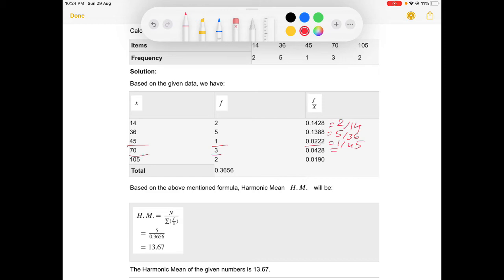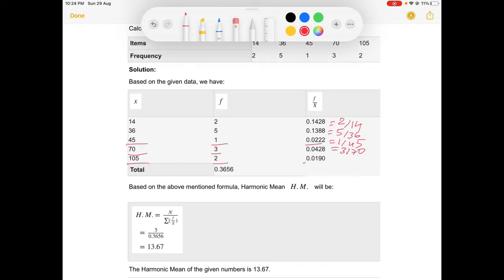We divide 3 by 70 to get 0.0428, and we divide lastly 2 by 105 to get 0.109. So this is 2 by 105. Okay, so now we take the sum of all these values. So the sum of all these values, the frequency divided by x's, gives us 0.3656. So this is my sigma f by x. So each relevant value is dividing the frequency.